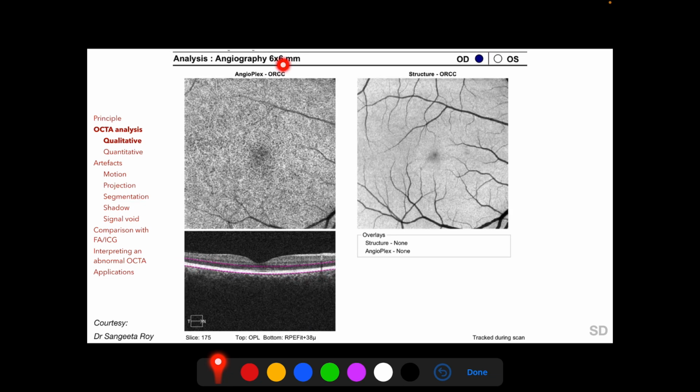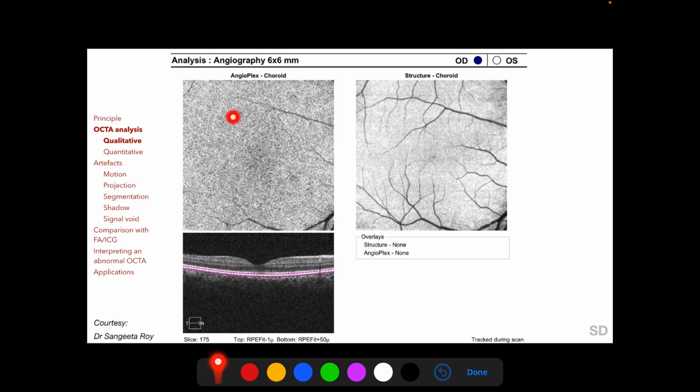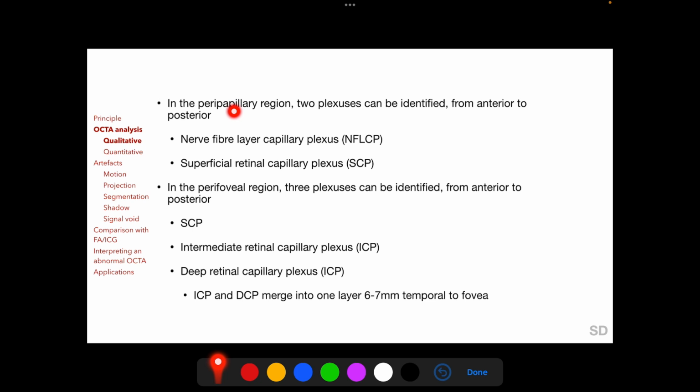This is a composite of the outer retina and the choriocapillaries as shown by the segmentation lines, and this is an in-phase image of the choroid as shown by the segmentation lines. In the peripapillary region, only two plexuses can be identified, which from anterior to posterior are the nerve fiber layer capillary plexus and the superficial retinal capillary plexus.